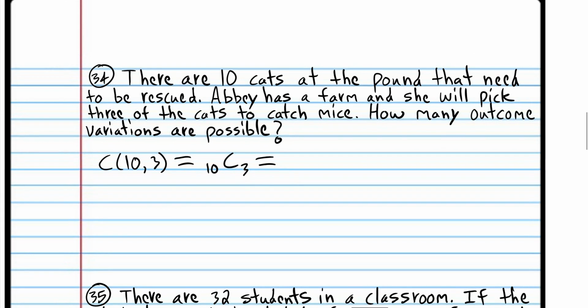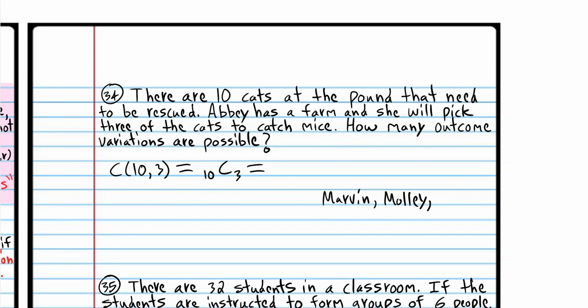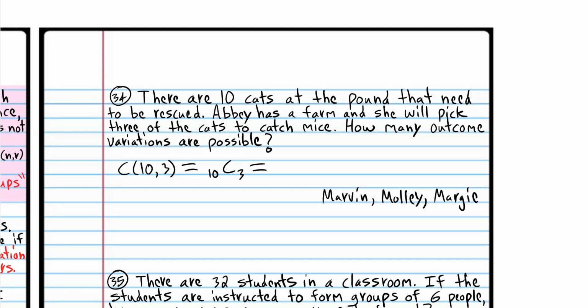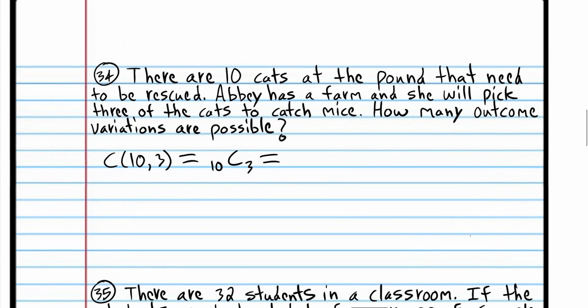And so the reason we don't care about the permutations is because let's say that she chooses Marvin, the name of the first cat. Then she chooses Molly for the second cat. And then she chooses Margie for the third cat. If you rearrange the cats, let's say she chose Margie for the first cat and Marvin for the last cat, does that change the outcome? No, it's the same group. So we're calculating groups. We're not calculating the permutations of the cats. That doesn't make any sense.